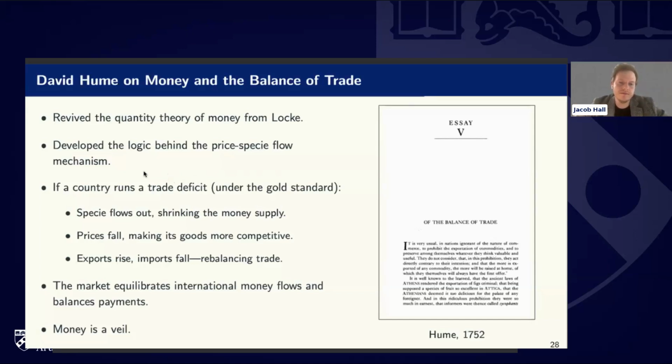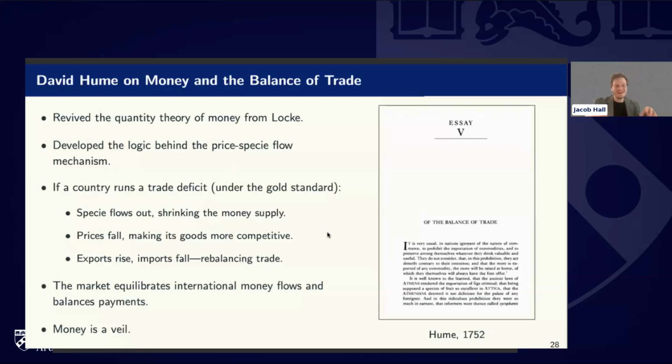So Hume, building from Locke and others, develops the logic behind what we now think of as the price-specie flow mechanism. You can think, if a country runs a trade deficit, under a gold standard, then specie will flow out, which will shrink the money supply, thus causing domestic prices to fall, making its goods more competitive on the open market. As a result, exports then rise as people go to buy things from the cheaper market. Imports fall, rebalancing trade. So the market equilibrates these international money flows and balances payments.